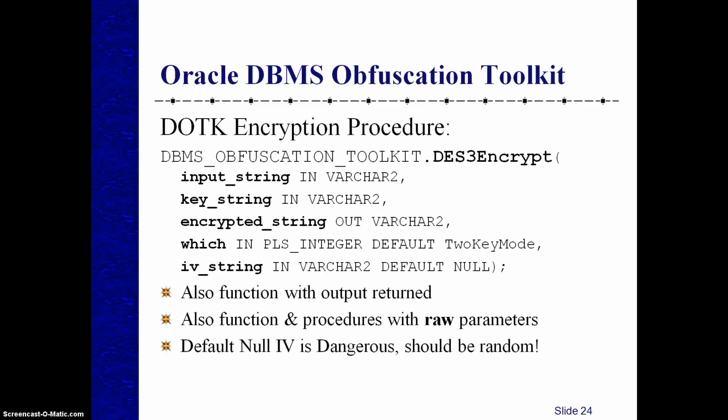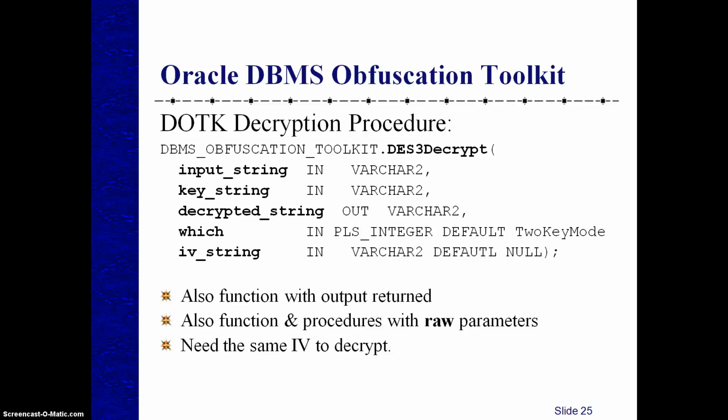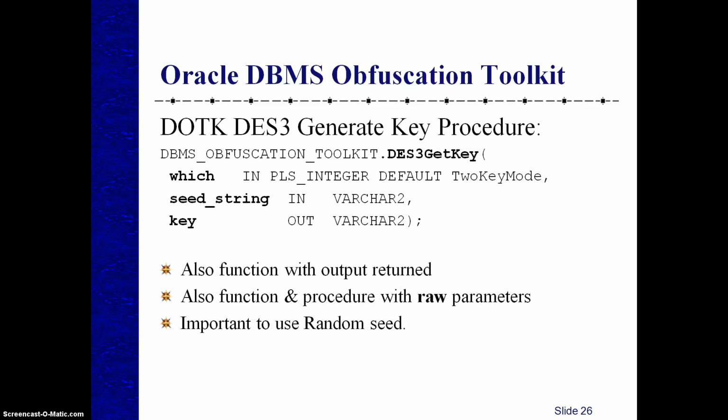The Oracle DBMS obfuscation toolkit. You see these examples. We can retrieve the information by using these characters, and also a function with output returns, and also a function that produces with the raw parameters. Default null values are dangerous. The Oracle DBMS obfuscation toolkit also produces the decryption. The decryption procedure is as follows: the input string and key string, and the decrypted string which involves the varchar characters, the same as above.